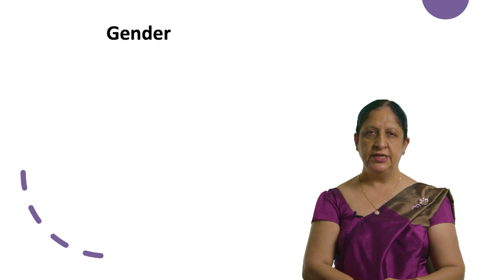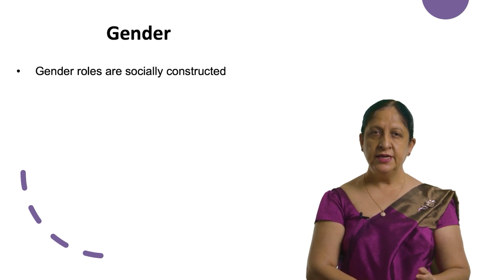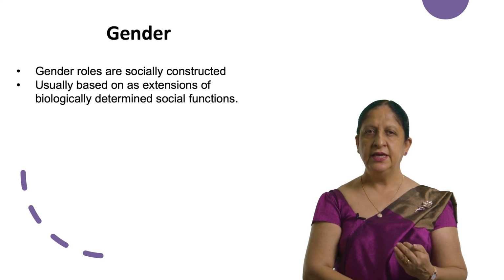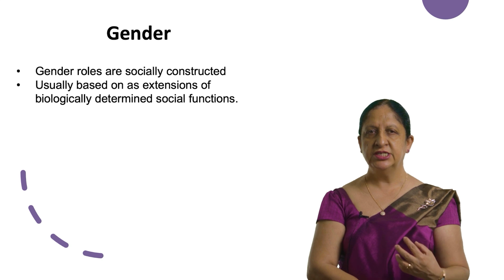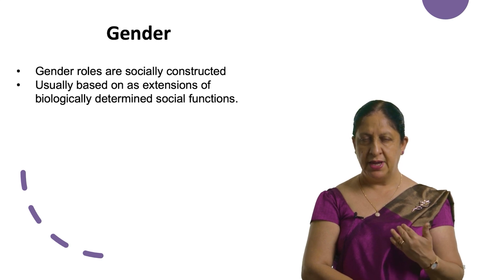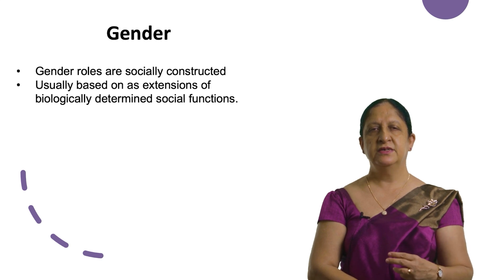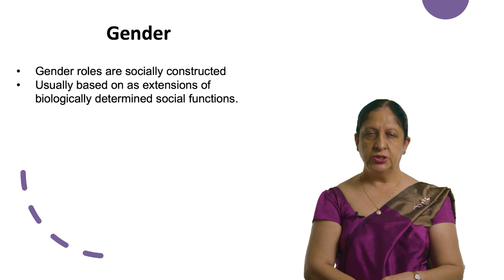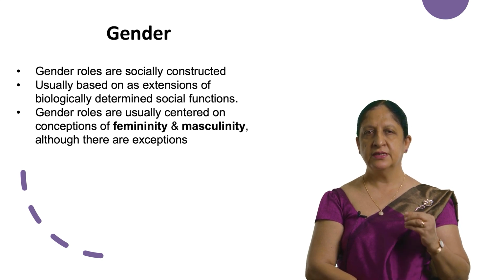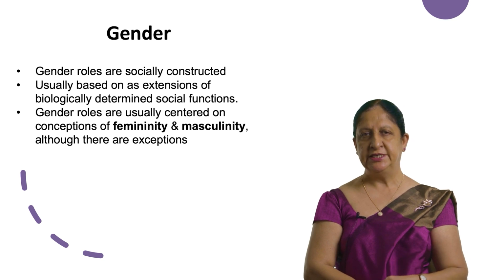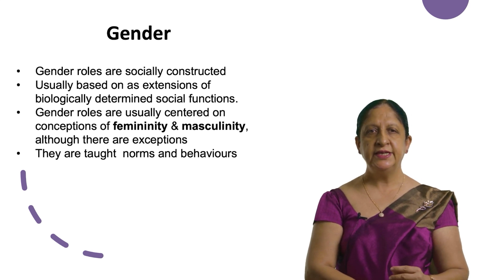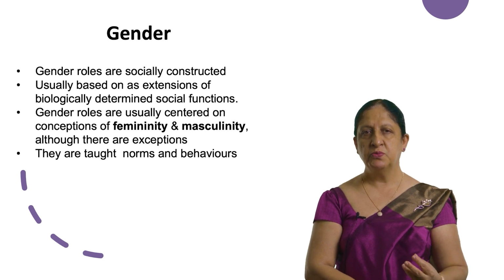Then if we talk more about gender, gender roles, as I said earlier, are socially constructed, and they are constructed by the society based on an extension of biologically determined social functions. Now, the social functions which are normally determined biologically would be extended further by these socially constructed norms of gender. So, gender roles are usually centered on the conception of femininity and masculinity. And because they are being constructed by the society, they are taught norms and behaviors. They are not born behaviors.